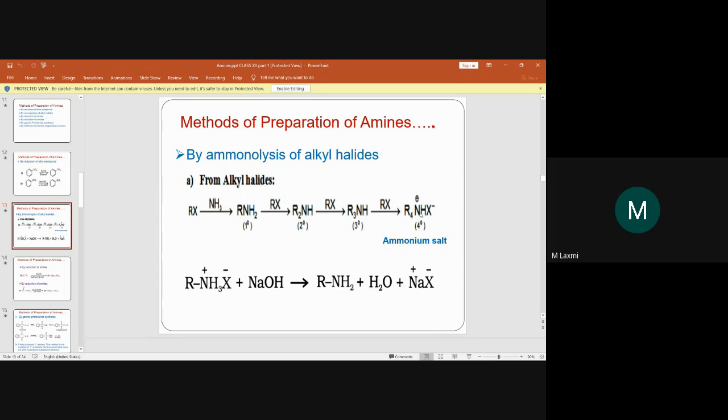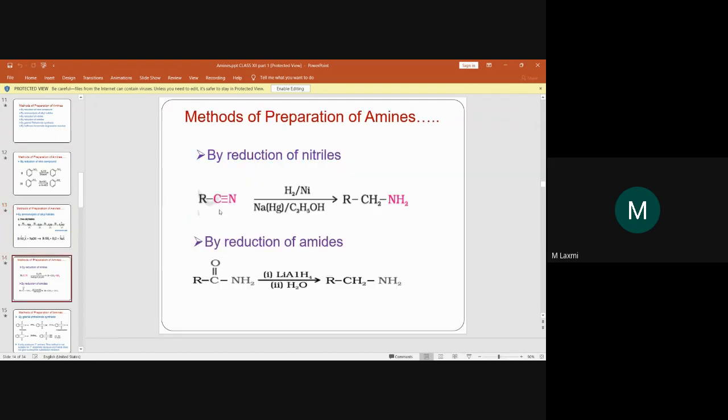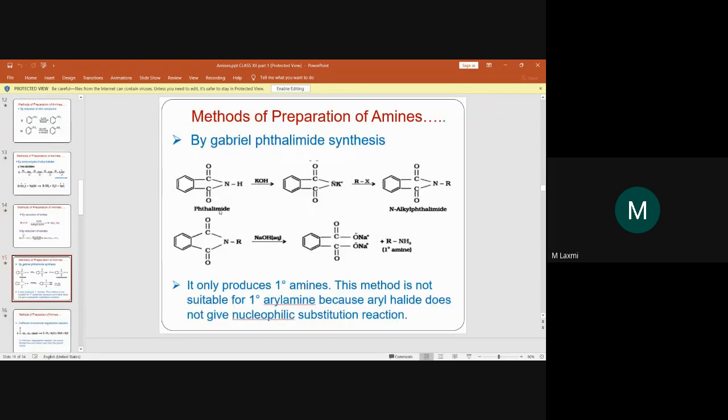This method has a disadvantage. There will be a mixture of different types of amines. If you want only the primary amine, then you should increase the concentration of ammonia. So we have seen four methods of preparation of amines. Next, we have two named reactions, beginning with the Gabriel phthalimide synthesis of amines.